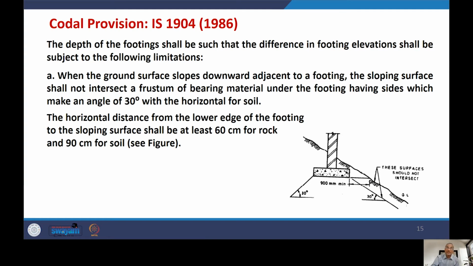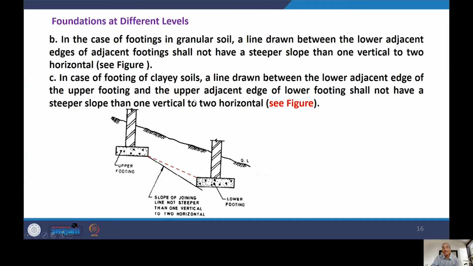The second one, if you have a number of footings, if you have 2 footings, in that case the requirements are different for granular soils and clay soils. In case of granular soils, a line drawn between the lower adjacent edges shall not have a steeper slope than 1 vertical to 2 horizontal. Like you have here, this line which is joining the 2 lower edges of the footing, then this slope should not be more than 1 to 2.